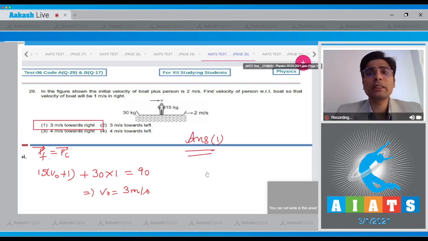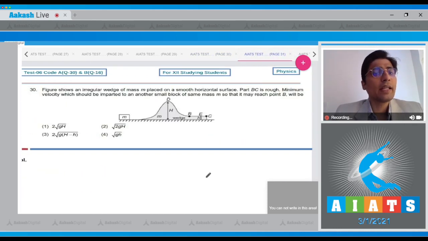Now let us solve question number 30. In this question, the figure shows an irregular wedge of mass m placed on a smooth horizontal surface. The part BC is rough. The minimum velocity with which the small block of mass m should be projected so that it may reach point B will be. Now dear student, using the momentum conservation, let the initial velocity be u and let the final common speed be v.